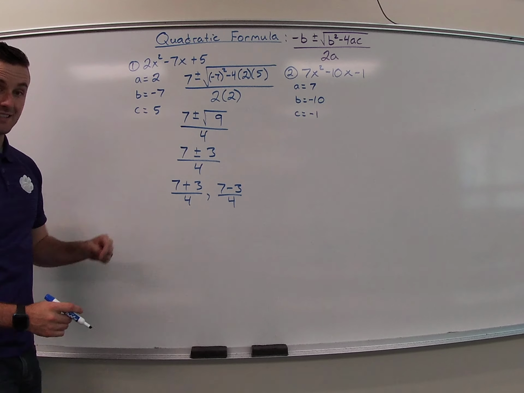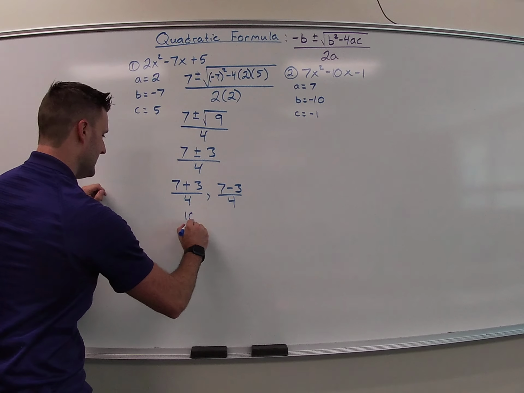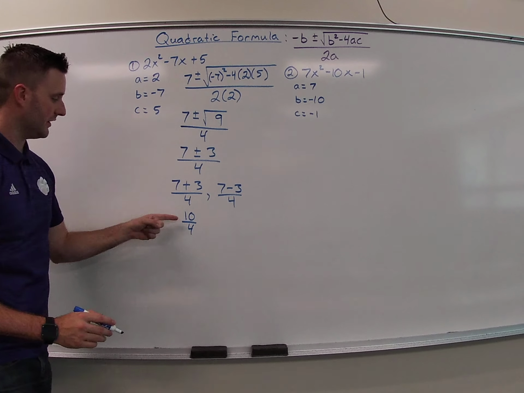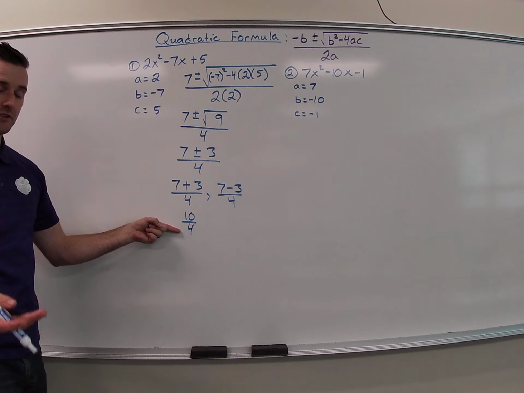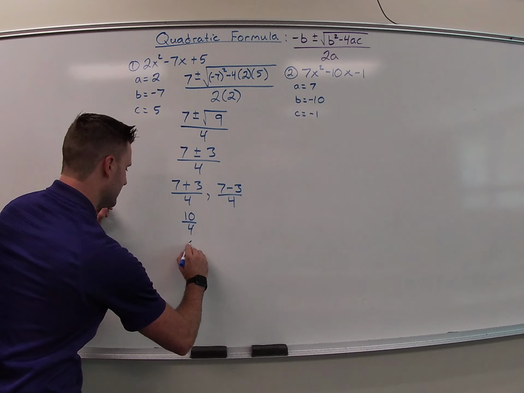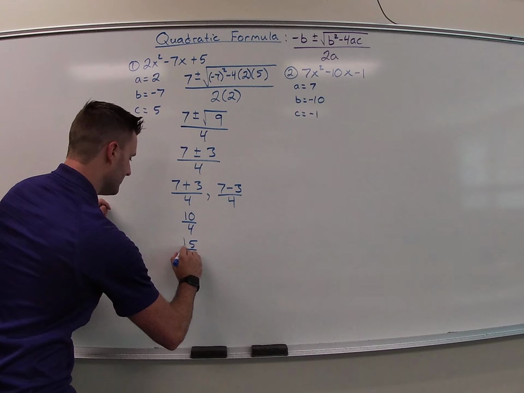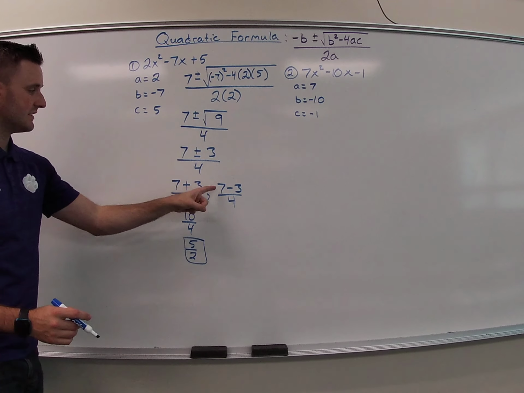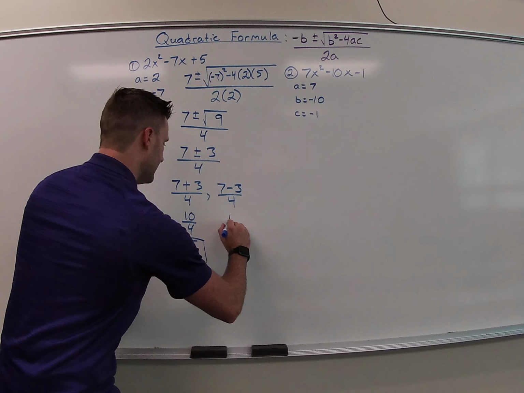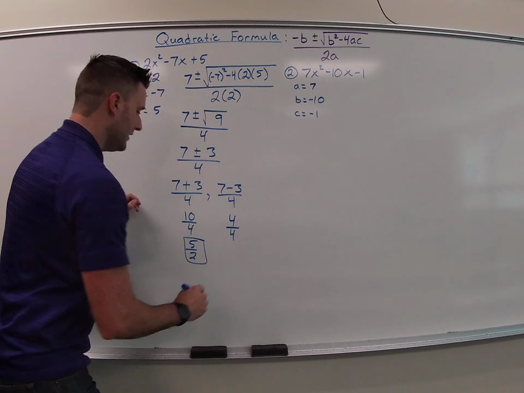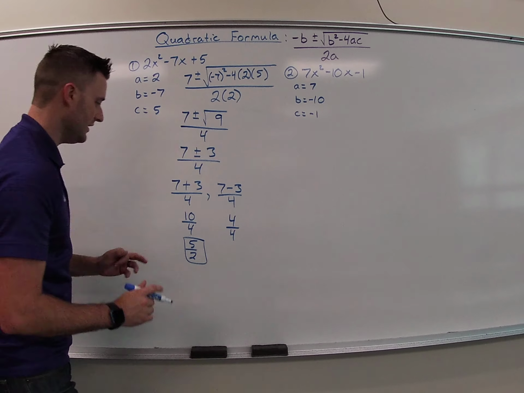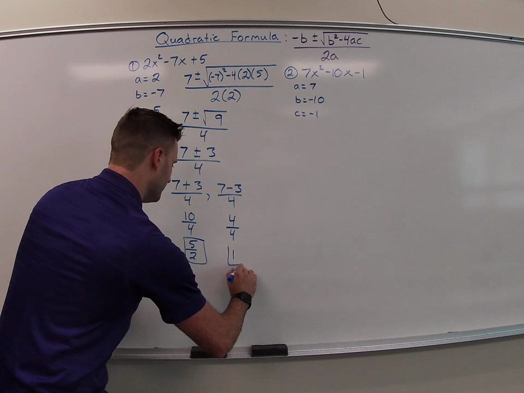So 7 plus 3 is 10, and so I get 10 over 4. If I put that in my calculator, 10 divided by 4, math, enter, enter, my final answer would be a positive 5 over 2. So that's one answer. 7 minus 3 over 4 is going to give me a 4 over 4. Well, anything divided by itself is 1, so I also get a positive 1.